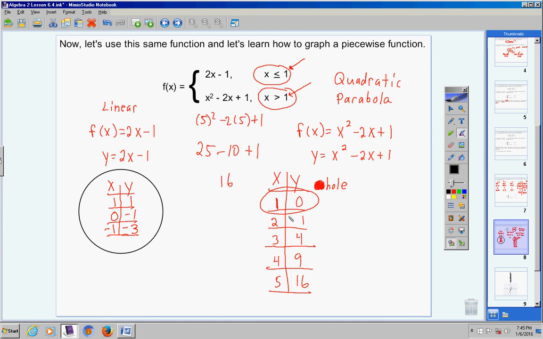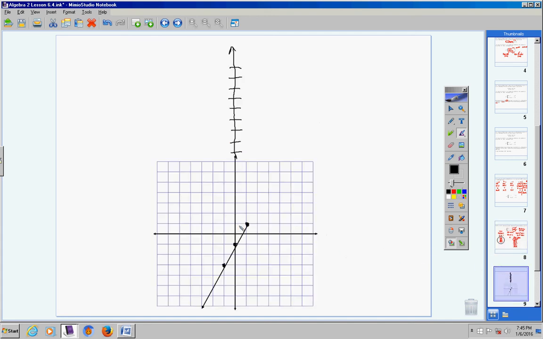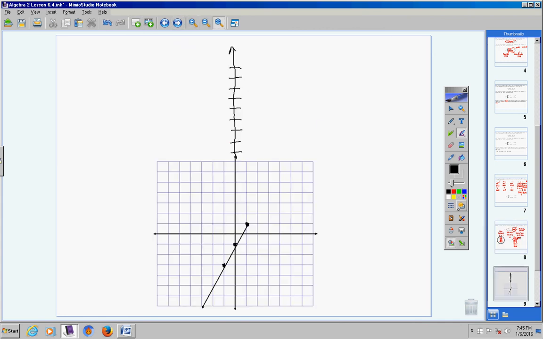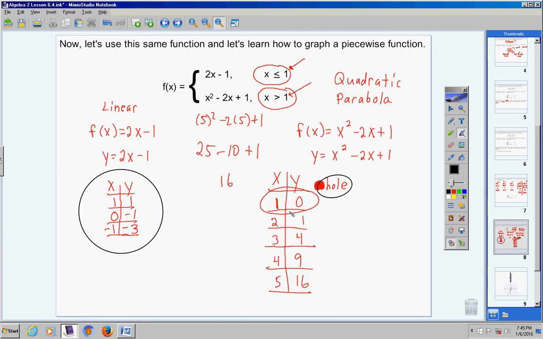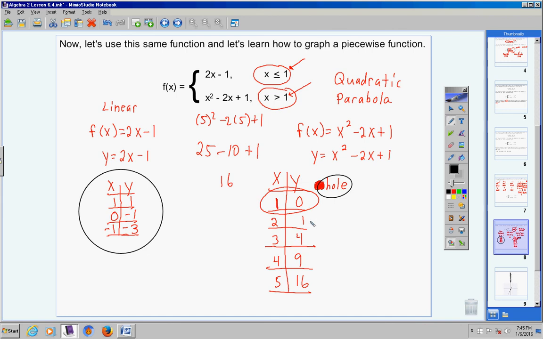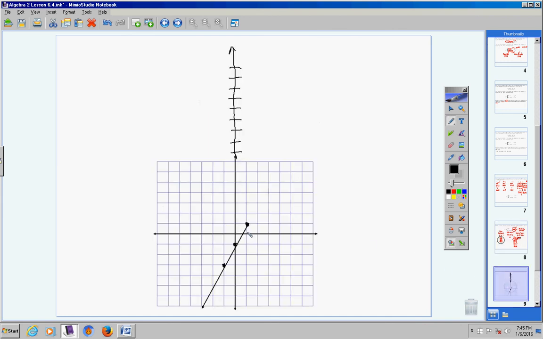So same thing with these ordered pairs now. So 1, 0, and 2, 1. So 1, 0. Now don't put a point there. Remember, it's supposed to be a hole in the graph. So we have 1, 0, and 2, 1. So 1, 0 is here. You put a hole in the graph. Put a hole there. And then over 2, up 1.